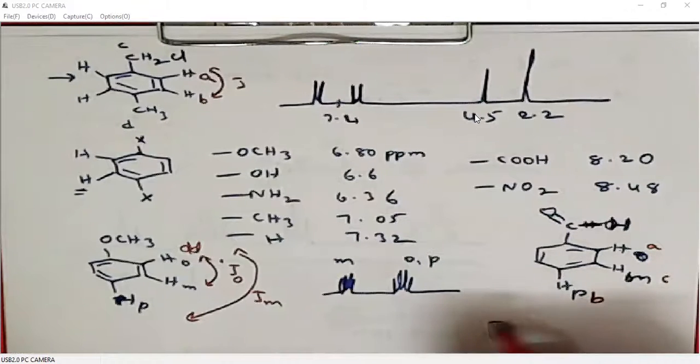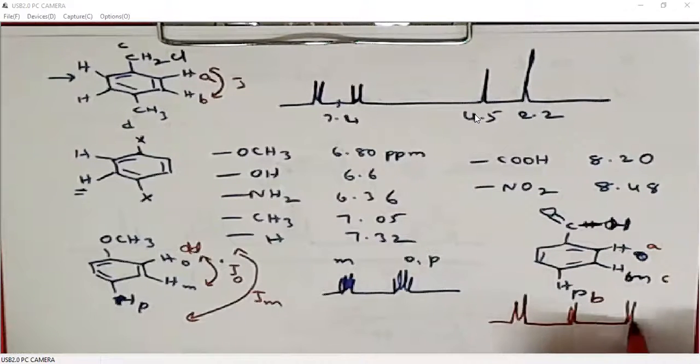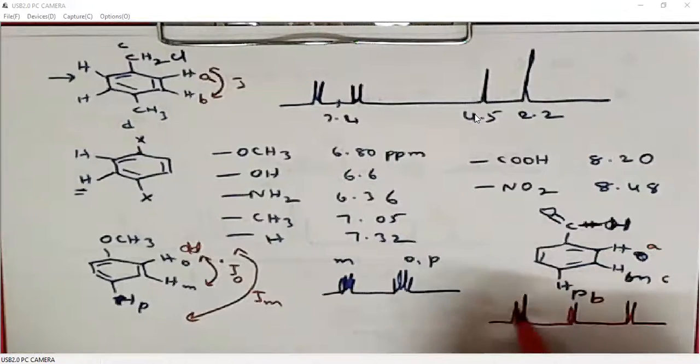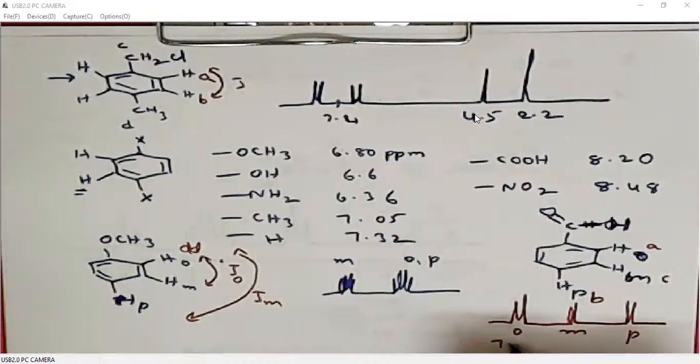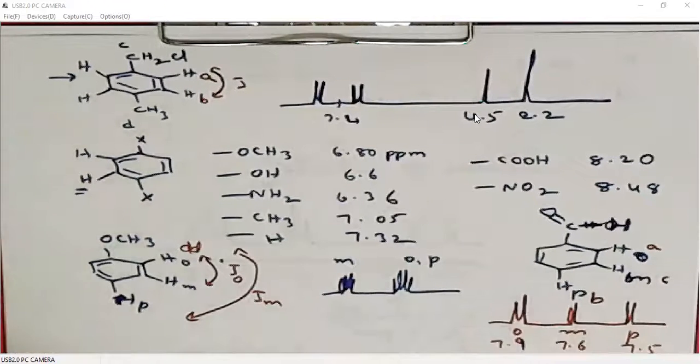Here the spectrum looks like a doublet. I'm not looking at advanced couplings. I'm looking at only basic coupling, so I'm taking only alpha protons. So this is the ortho proton. This is the meta proton. This is the para proton. In this case, 7.9, 7.6, 7.5. Sometimes we need to observe these differences also.